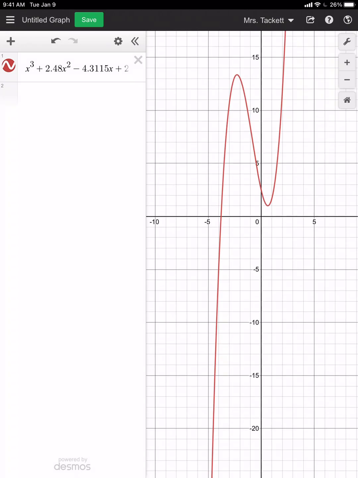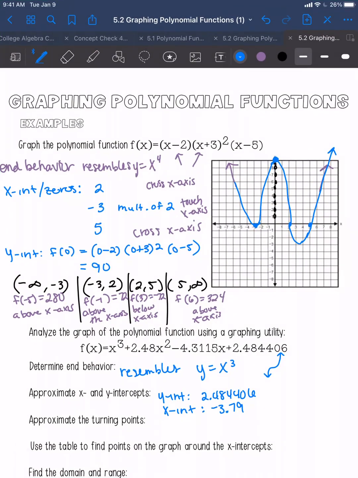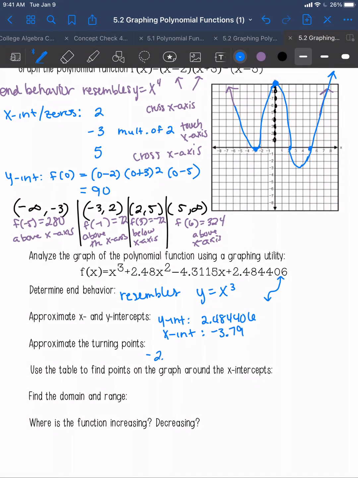Approximate the turning point. So the turning points would be your max and your min. If you were doing this in your calculator, you could do second trace maximum. You'd have to do your left bound, right bound, guess. Same thing for the minimum, second trace minimum, left bound, right bound, guess. So -2.28 and 13.35 would be one turning point. Our other one is at 0.631.